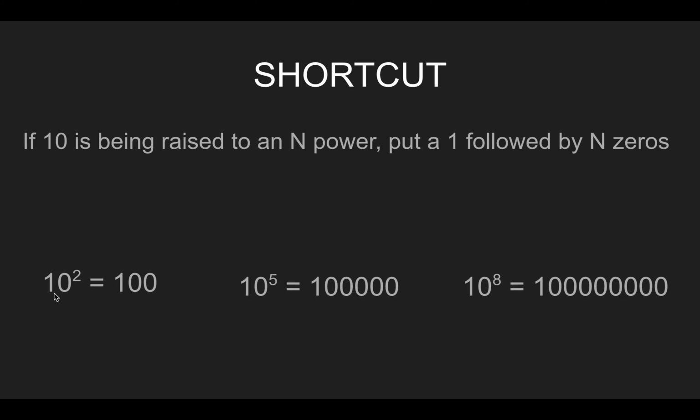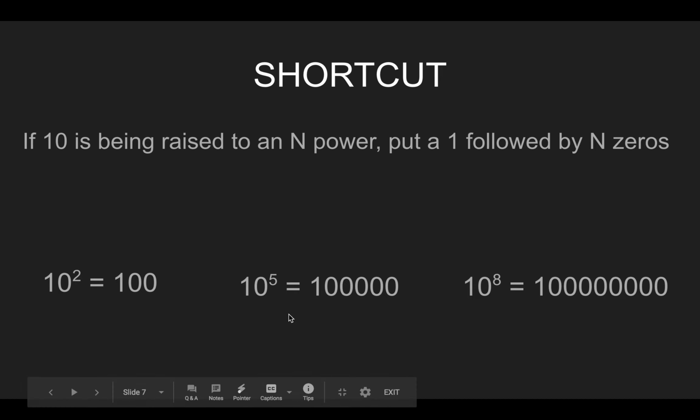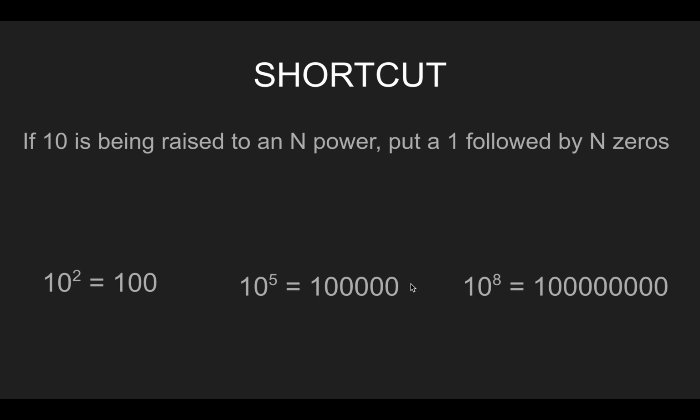If you have a 10 as your base, and it's being raised to some power, the power is just going to be how many zeros follow that 1. So if it's 10 to the 19th, it's going to be a 1 followed by 19 zeros. So just remember that. Of course, you can always punch it into a calculator and it'll spit out these same numbers, but this is just a handy dandy shortcut. And that's going to be it for exponents.